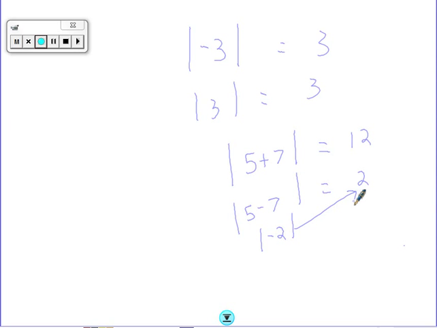So, tell me what are the names of two numbers that are 10 units away from 0? Negative 10 and 10. So negative 10 and 10 are both 10 units away from 0, right? Negative 10 and 10.